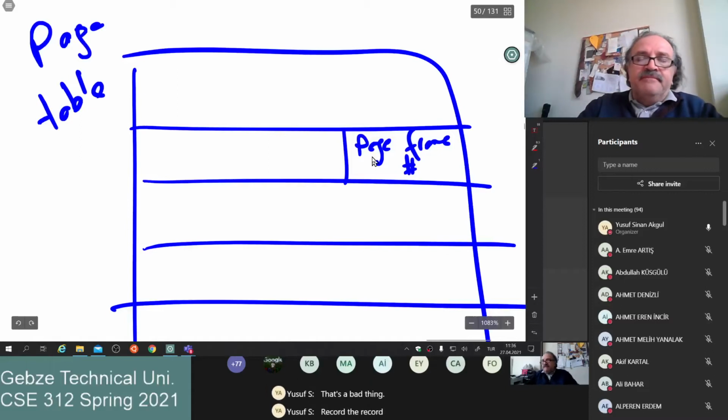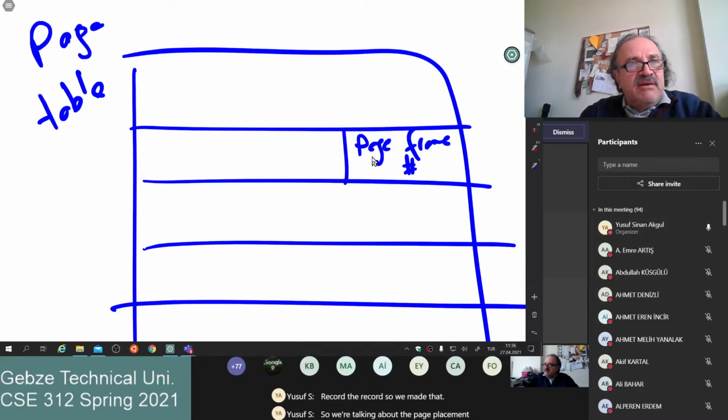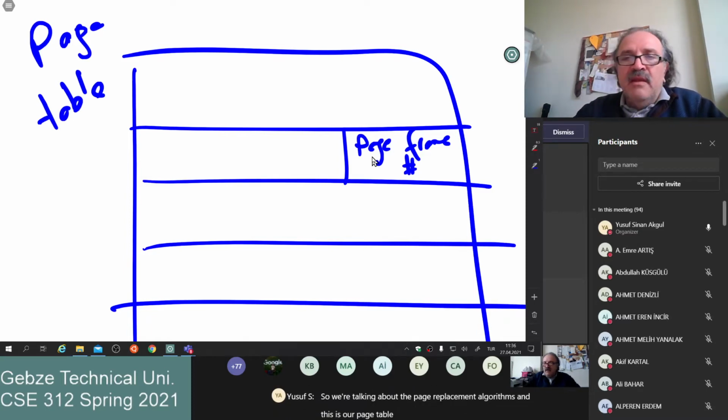We are talking about the page replacement algorithms, and this is our page table. I made a small review, but I didn't record it. Anyway, for the recording, it is not that important.